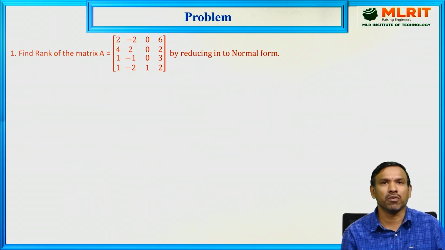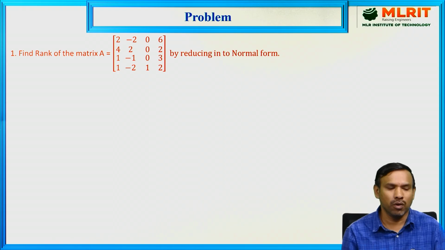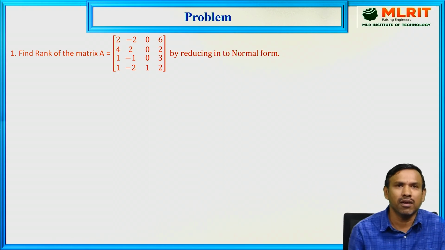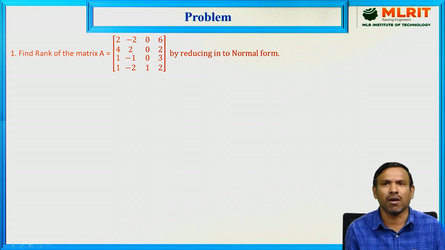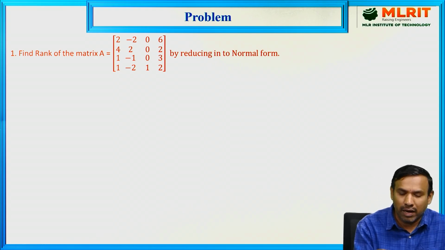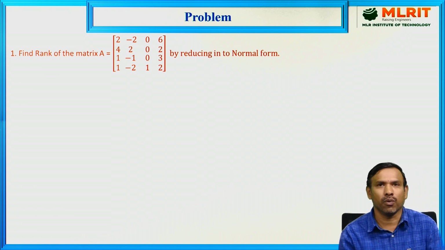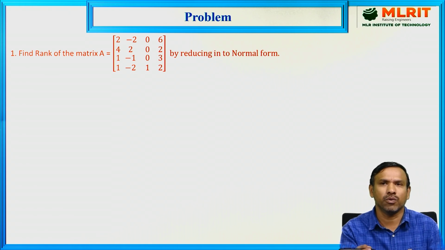Let us go for some problems to discuss this normal form. Look at this one. Here one problem is given: find the rank of the matrix by reducing it into normal form. Sometimes they call normal form the first canonical form also. Generally in the echelon form I gave one pattern; similarly here I will give one pattern to reduce to normal form.